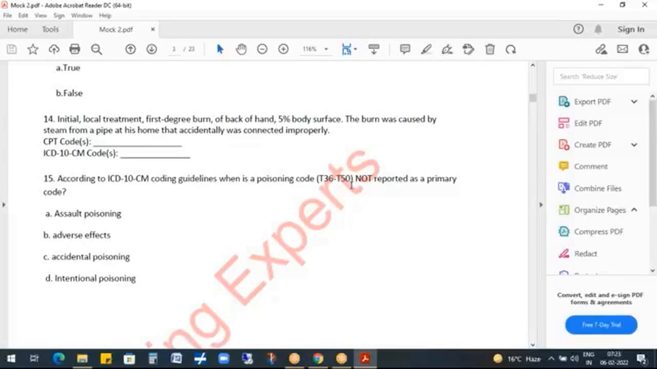Question number 15, adverse effect is the answer. In adverse effect, we cannot use T codes as the primary diagnosis.